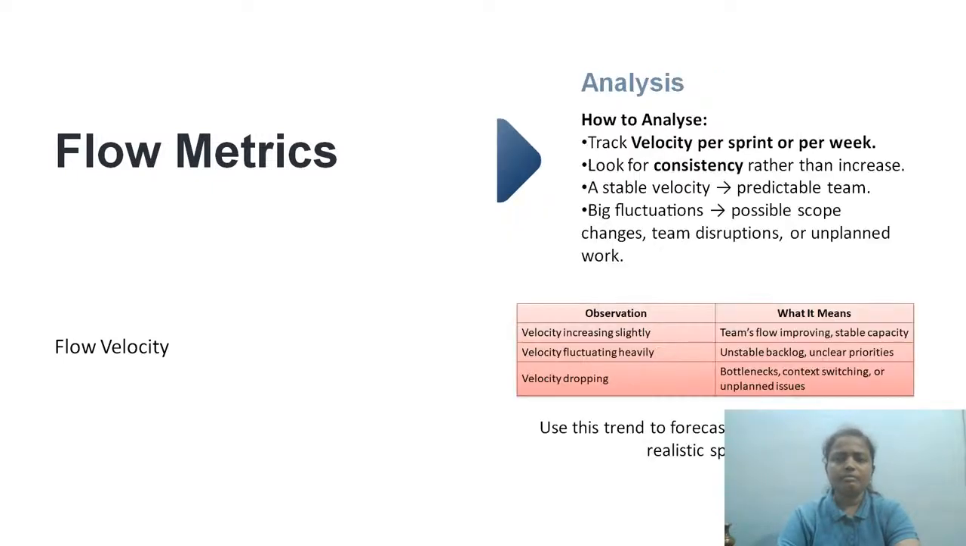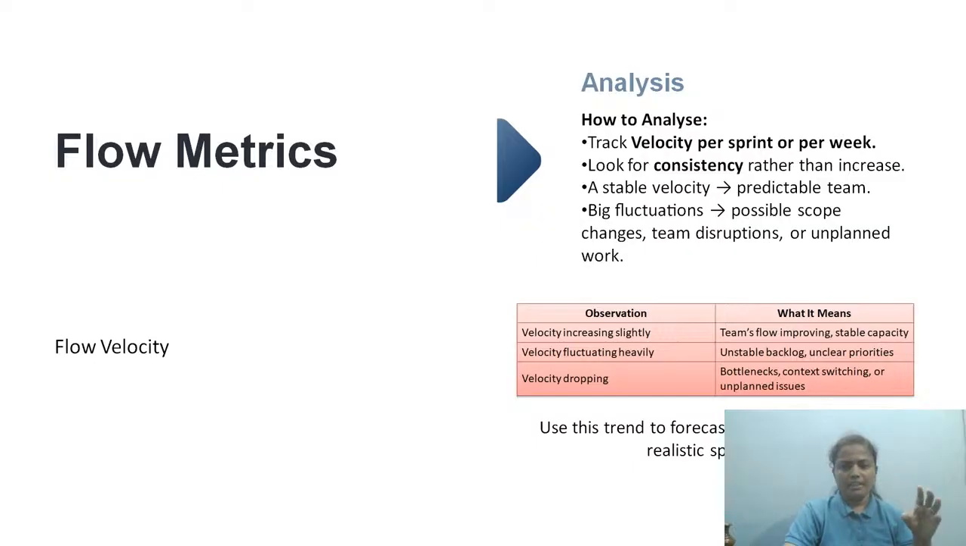Now, how are we going to analyze these values? First of all, track the velocity per sprint or per week, whatever time frame you pick. Please track the velocity. Now, the first thing is consistency. There is always a question people ask me: how to increase the velocity. The question itself doesn't sound that great to me, because it should always be how to ensure the velocity is consistent. So look for consistency rather than an increase in the velocity.